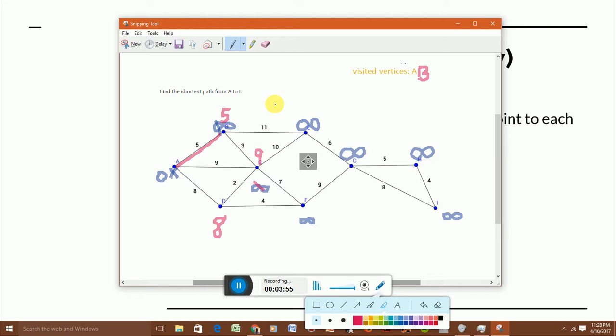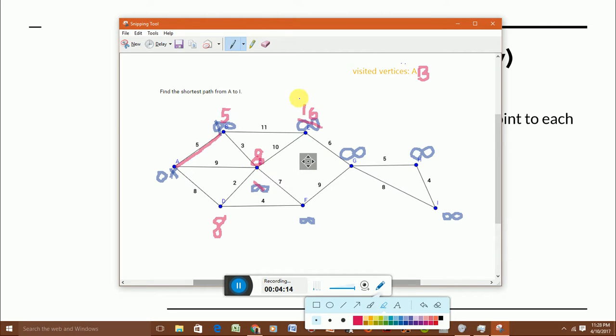Now, the same thing that we did with A, we're going to do with B. We're going to look at adjacent vertices. If we go from B to E, we take 5 plus 11 and get 16. Likewise, going from B to C, we do 5 plus 3 and we get 8. Because 8 is lower than 9, we're going to replace that 9 with the 8.